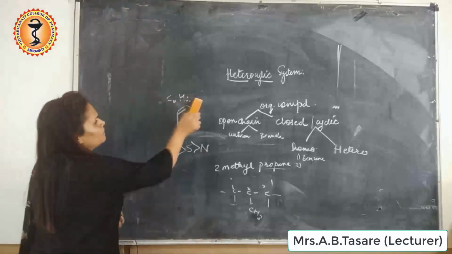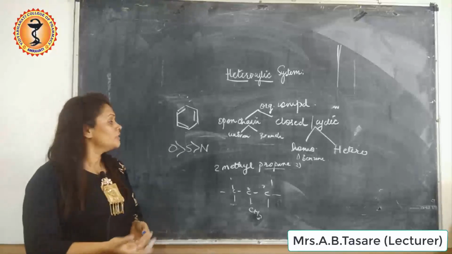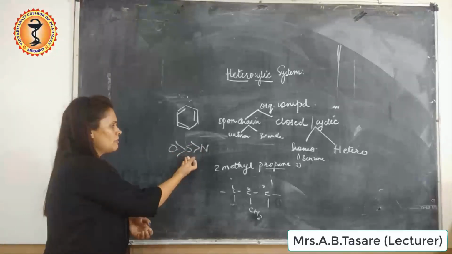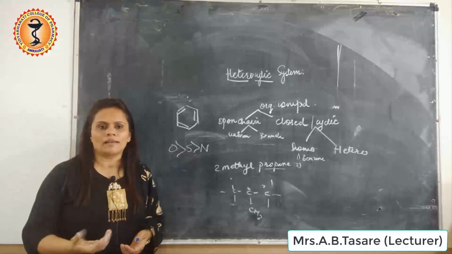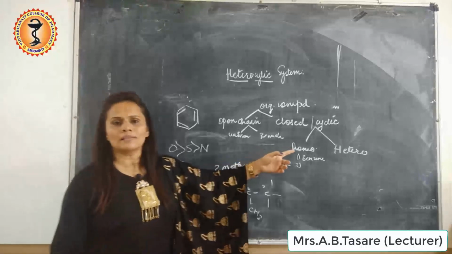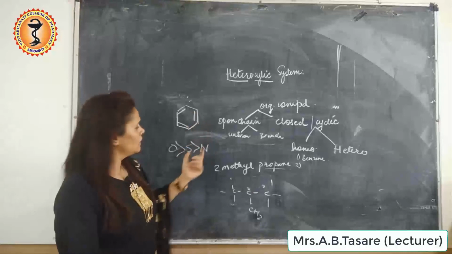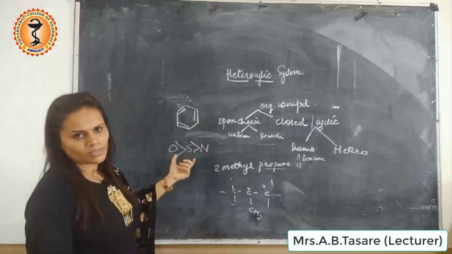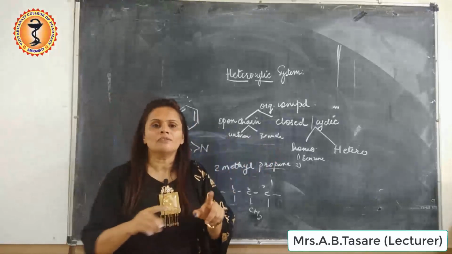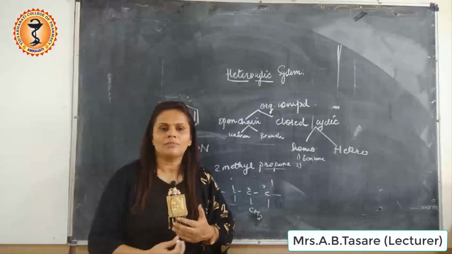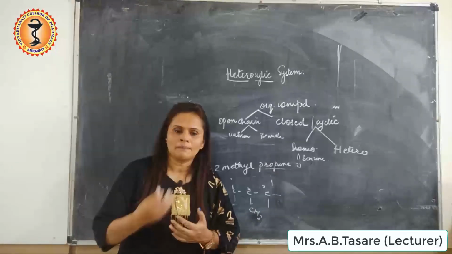But if I introduce nitrogen, sulfur, or oxygen, what will it be called? It will be called a heterocyclic system. Hetero means other than carbon and hydrogen, that is sulfur, nitrogen and oxygen. And cyclic means they are placed structurally in the form of a cycle. So that is called a heterocyclic system. Your examples are furan and pyridine.